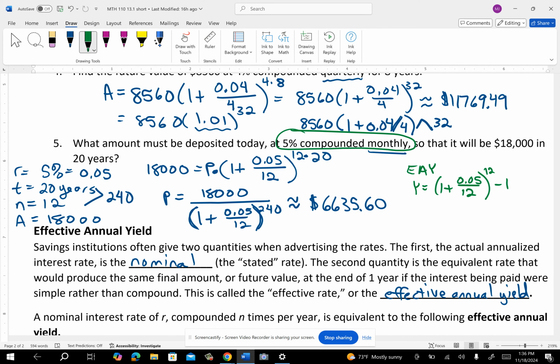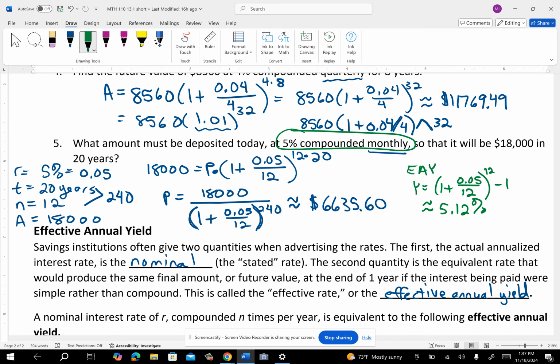The effective annual yield for that turns out to be about 5.12%. So 5% compounded monthly at the end of 1 year winds up being the same as 5.12% simple interest. The nominal interest rate of 5% compounded monthly is equivalent to a simple interest rate of 5.12%.